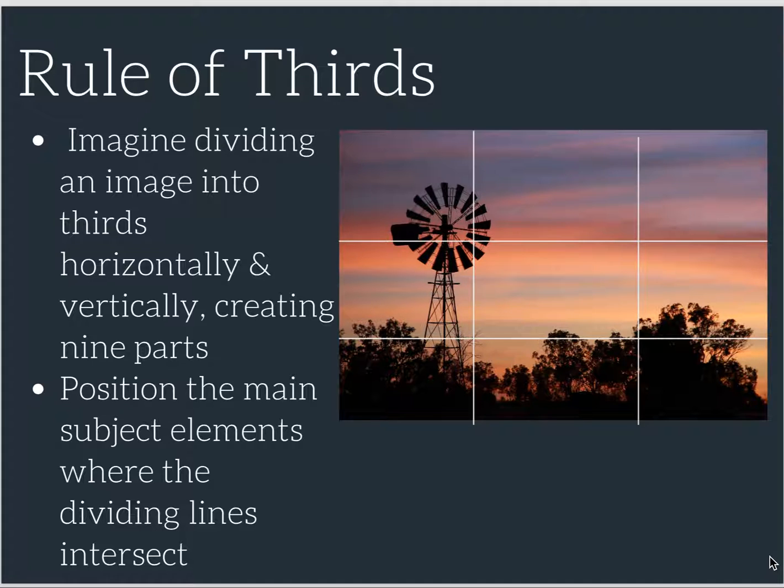Perhaps the most well-known principle of photographic composition is the rule of thirds. The basic principle behind the rule of thirds is to imagine dividing an image into thirds horizontally and vertically so that you have 9 parts. Position the main subject elements where the dividing line intersects. This means not placing your subject right in the center of the frame. For example, frame the shot so that the subjects in the upper right or left corners or the lower right and left corners instead of directly in the center of the picture.